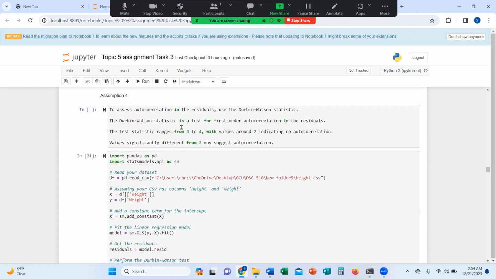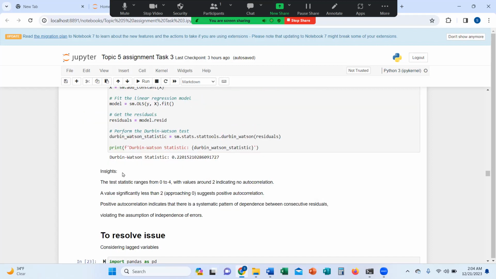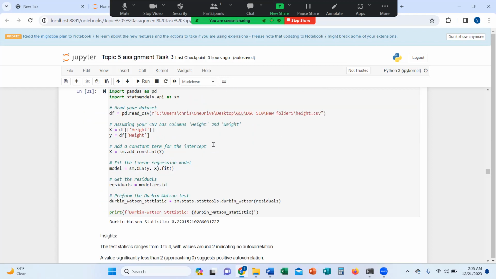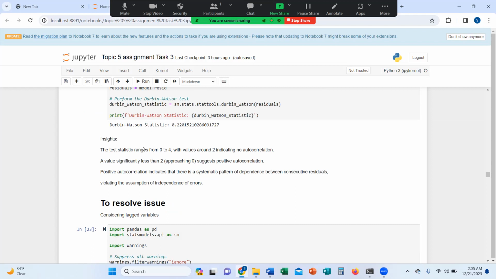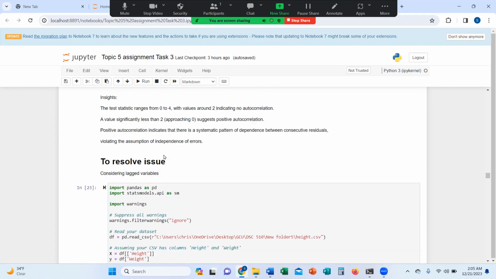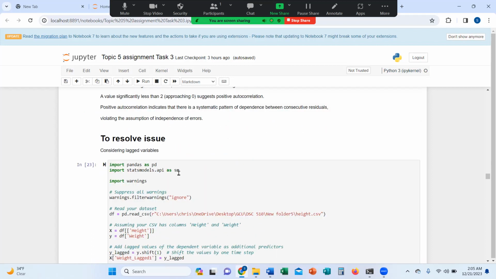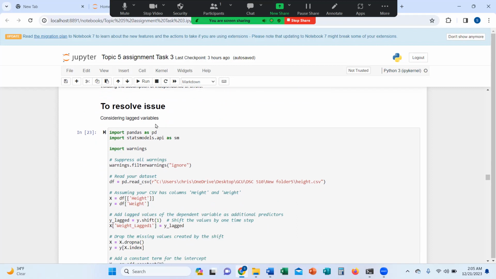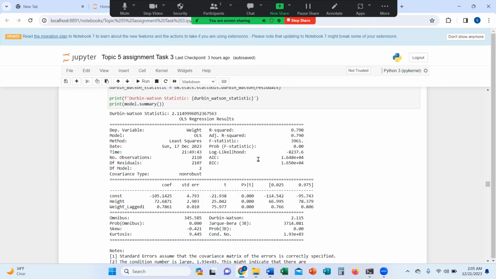For assumption 4, autocorrelation, I used the Durbin-Watson test. These are the codes here. And with the first run, I got 0.22. And it should be in a range of 0 to 4. It was closer to 0. And to resolve the issue, I used log variables here.